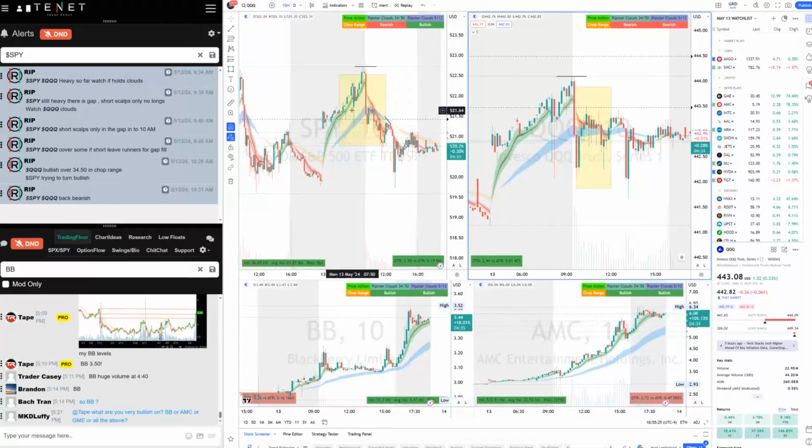So you see that there was a morning short. So you can see my comments here. Heavy so far. Watch if it holds a cloud. Still heavy. There is a gap. Short scalps, no longs into the gap. Short scalps into 10 a.m.